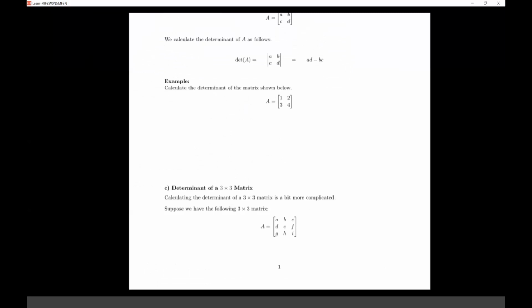Okay, so here your determinant of A would be 1 times 4 minus 2 times 3. So that would be 4 minus 6. Your determinant is -2.